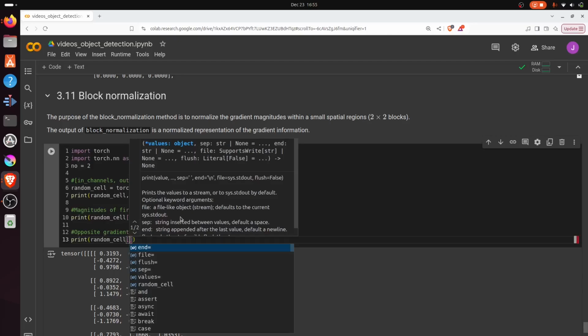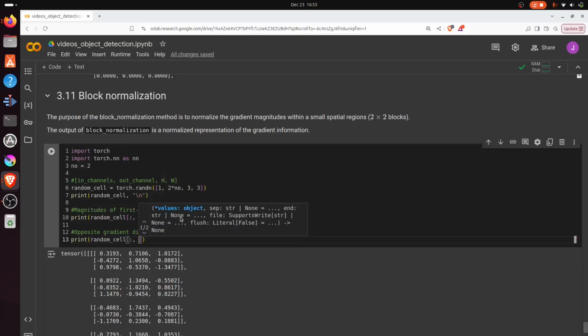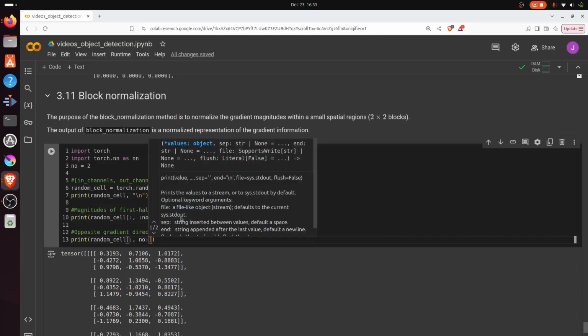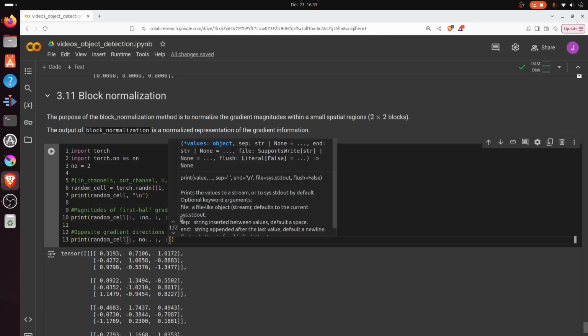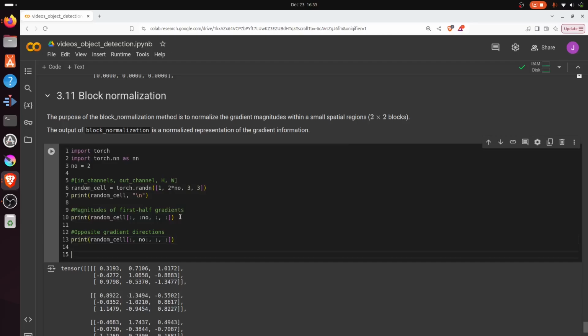So random cell, and we're going to have exactly the same, but now we're starting from the half where we stopped previously, and we're going to end it at the end of the collection of magnitudes. We stopped at number of orientations, and now we need to continue till the end. Great. And now we simply keep the same height and width. Fantastic. So now, how could we move on?